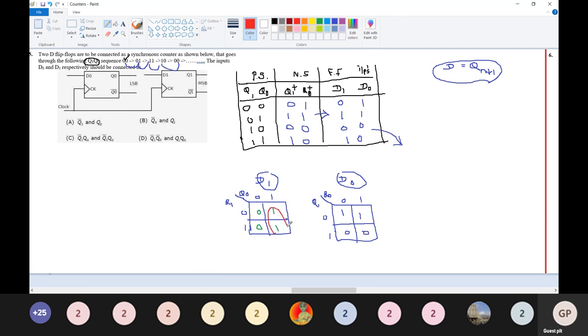Now we are going to group, where the expression for D1 is equal to Q0, and for D0 it is equal to Q1 dash. So this is your input value. The question is given like this: inputs D0 and D1, first D0 and second D1. So these are Q1 dash and Q0, which is option A.